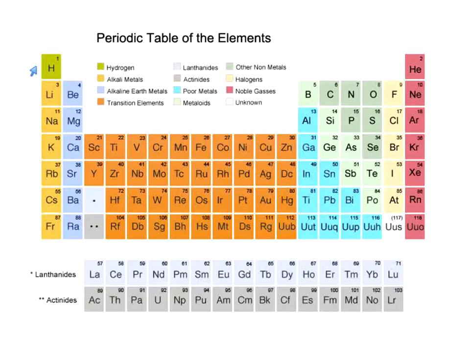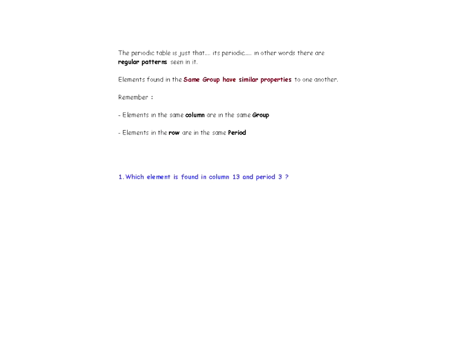Just a reminder then, guys. So these are groups and these are periods here, and we're going to refer back to the table later on. So going on to page 2, I'm just going to make that a little bigger so you can see it. Okay, so I want to ask you guys which element is found in column 13 in period 3. So we need to know how to do questions like that. So column 13, period 3.